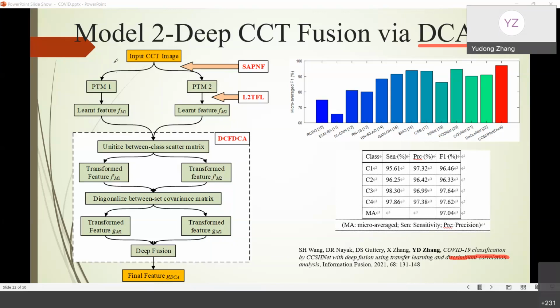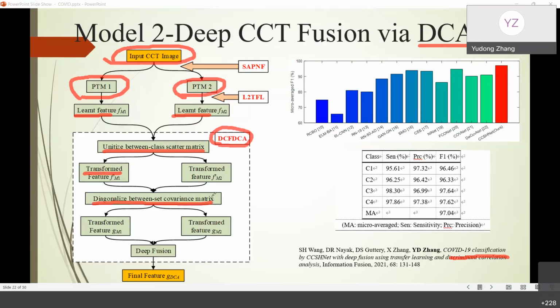For an input CCT image, we will allocate 2 pre-trained models, pre-trained model 1 and pre-trained model 2, and we developed a new method to extract the learned features from the 2 pre-trained models. And then we proposed an improved DCA method to concatenate the 2 learned features. And we decompose it via the unitized between class scatter matrix, and we get some transformed features. And then we diagonalize the between set covariance matrix.